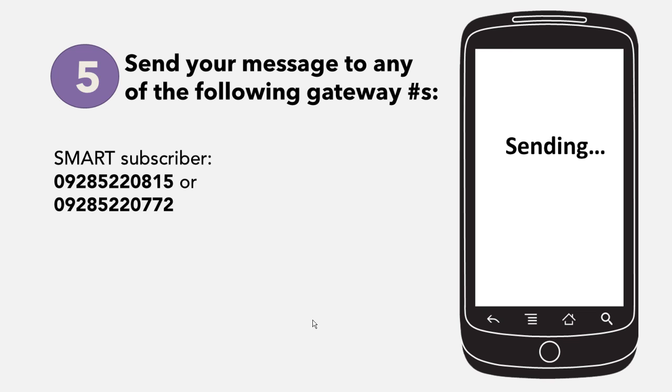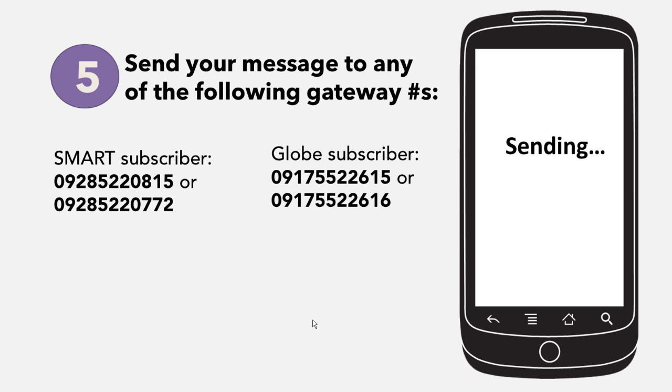If your cell phone number ends in an even number, I recommend that you use the gateway number that ends in an even number as well. So in this case, you can use this number that ends in an even number, and this number that ends in an odd number. It's very important. The same with Globe subscribers. If you're a Globe or TM subscriber and your cell phone number ends in an odd number, you use the gateway number that ends in an odd number also.